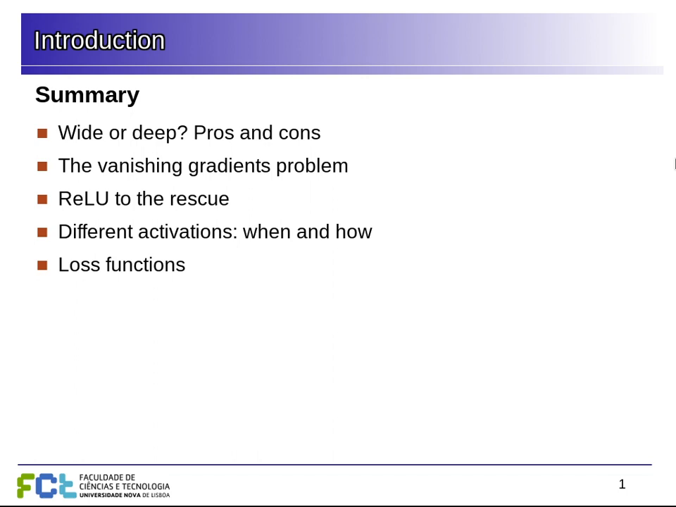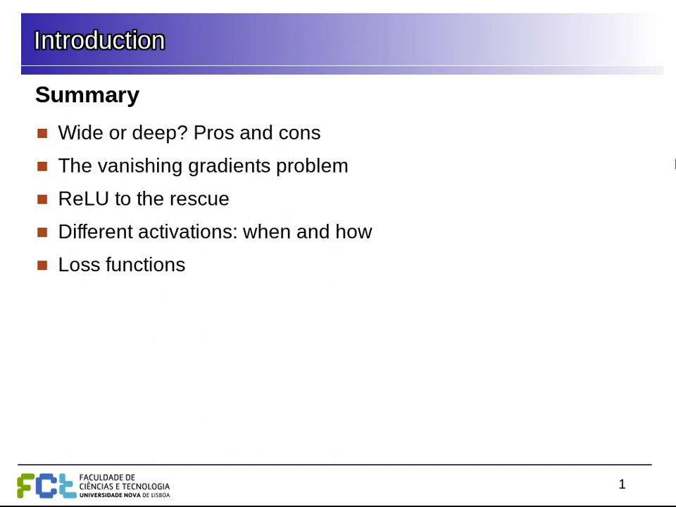But then we have this problem, the vanishing gradients problem, which happens when we are trying to propagate the gradient of the loss function through many layers. So we're going to see how rectified linear units help solve this problem, and so then we're going to talk about what kind of activations we're going to use in different positions of the network, and in which situations we're going to use those activations.